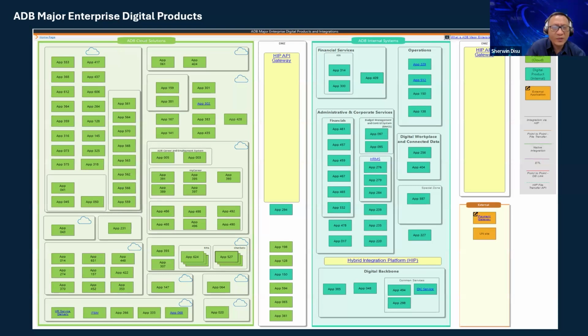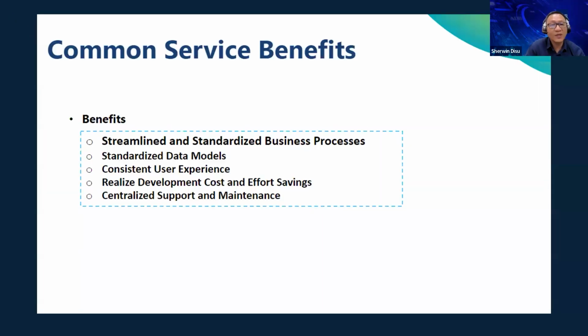So before we delve into a sample common service, let me first share what the benefits of common services are. Our goal as part of the EA team, this year and the next couple of years, is to multiply the common platforms and services. Being able to streamline and standardize business processes, work on standardized data models for efficient reporting, and provide a consistent user experience are some business benefits common services offer.